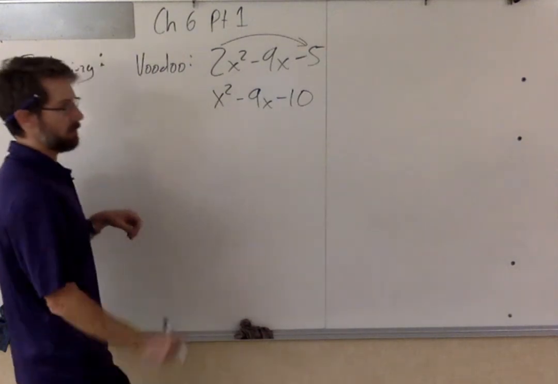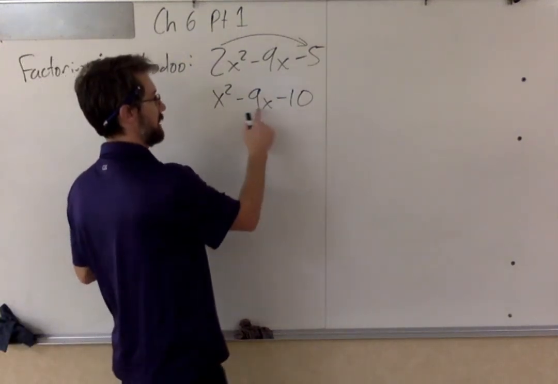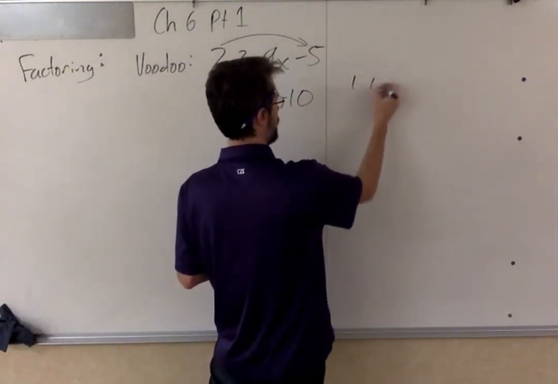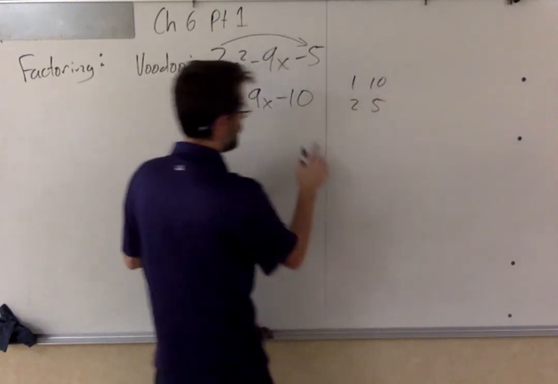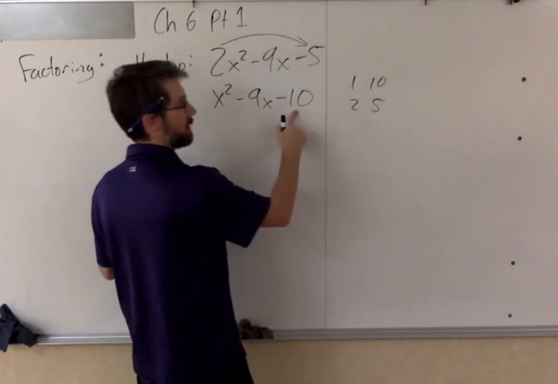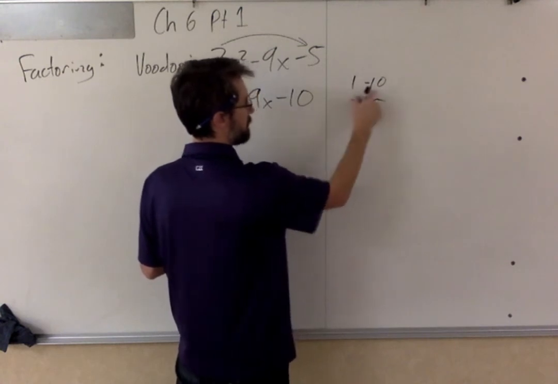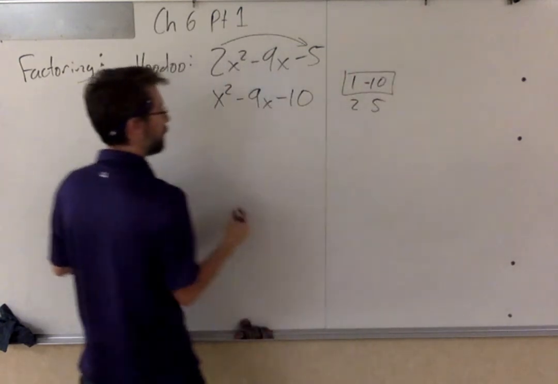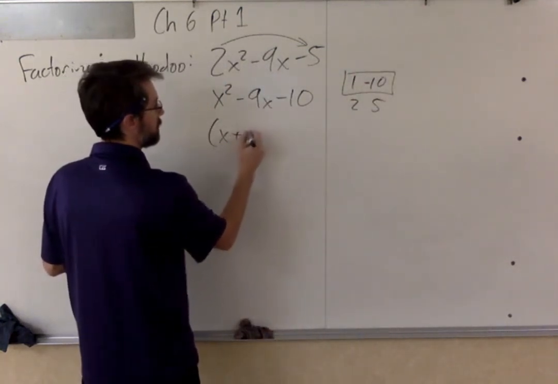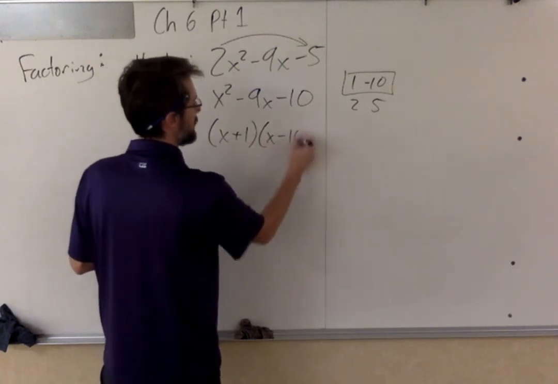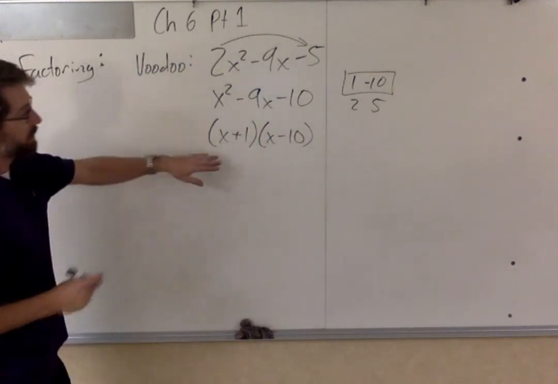Now I want to factor it like before. What are two numbers that multiply to a negative 10 but add to a negative 9? Factors are 1 and 10, 2 and 5. It has to be negative, so one has to be negative, one has to be positive. So if it's positive 1 and negative 10, that works. So x plus 1, x minus 10. Okay, this is not done though.